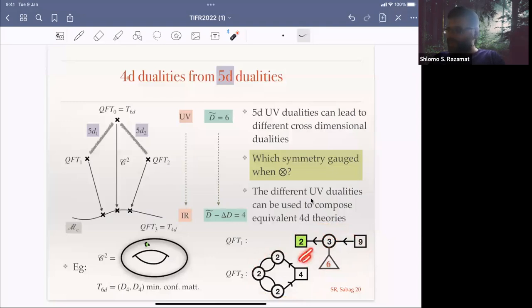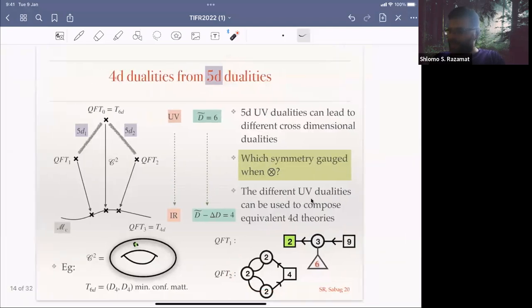And the way you derive this duality is, again, just by understanding that there are 5-dimensional UV dualities. One can derive many types of dualities in 4 dimensions from 5-dimensional UV dualities. These are infrared dualities, but what leads to them are 5-dimensional UV dualities. So there are many ways in which things can happen.